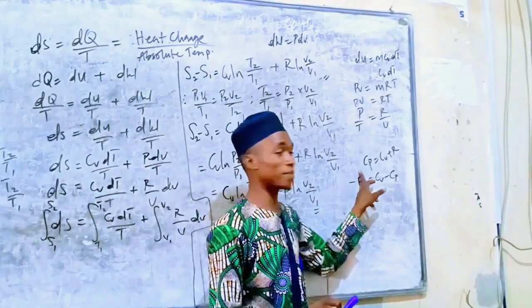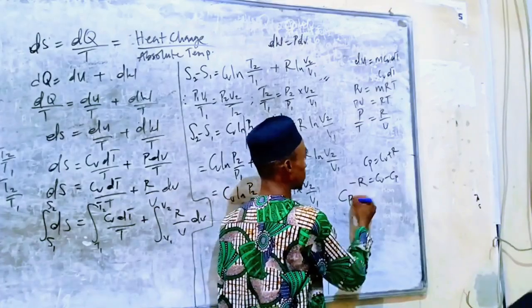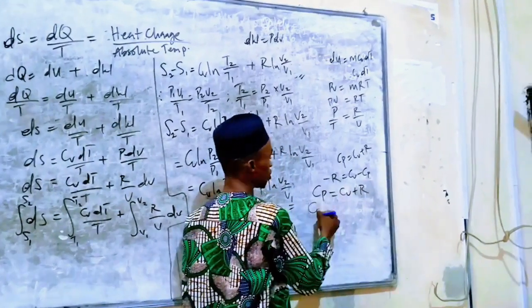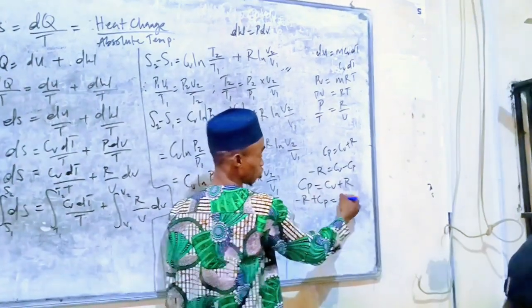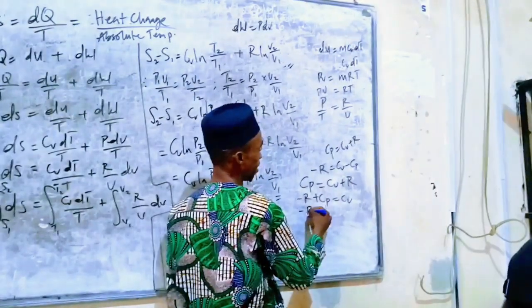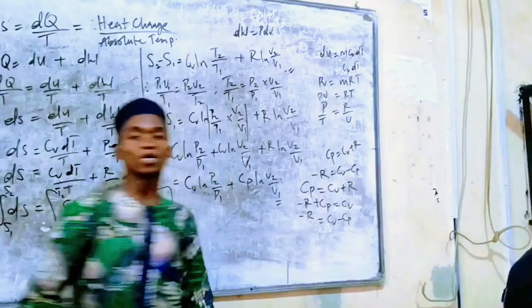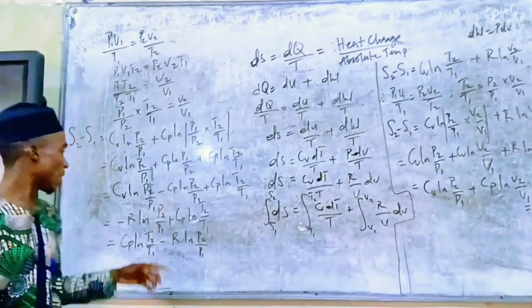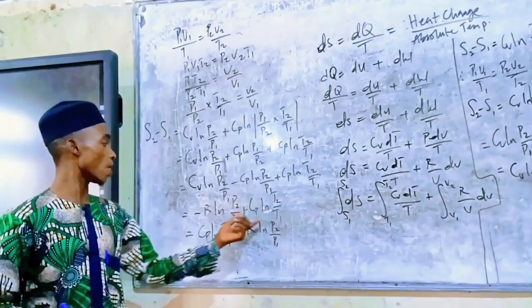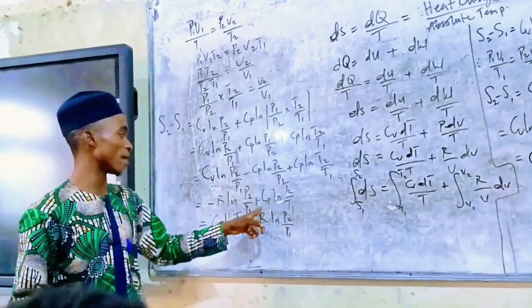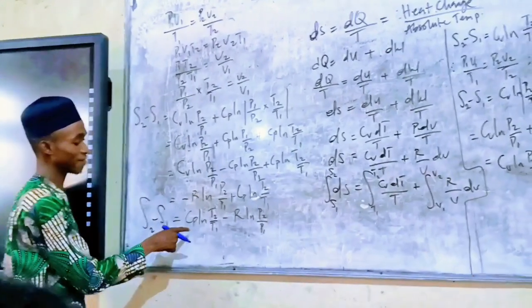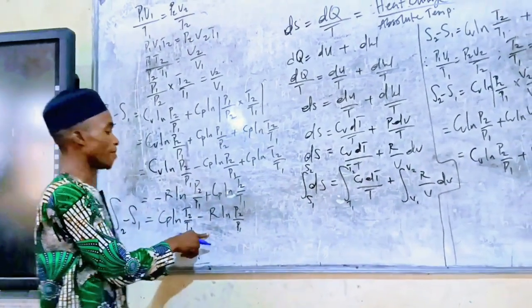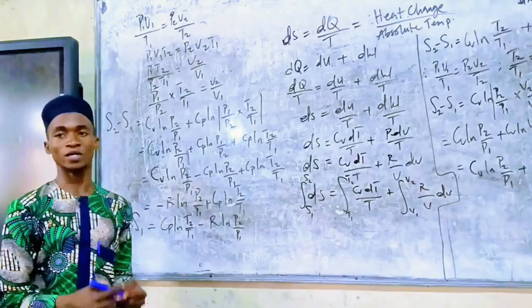Remember that we say that CP equals CV plus R. Now listen. If you have CP equals CV plus R, I can say that if you bring your R to this side, you have minus R equals CV minus CP. So now you see minus R equals CV minus CP. I can remove CV minus CP and turn it to minus R. Minus R ln P2 over P1 plus CP ln T2 over T1. If I arrange the equation, I will have S2 minus S1 in terms of CP ln T2 over T1 minus R ln P2 over P1. Ladies and gentlemen, we call it a day.